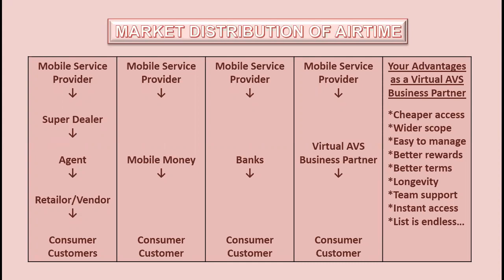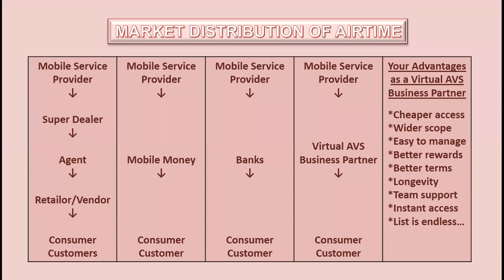which is virtual AVS. As a business partner, you are basically like a majority shareholder because you get access to it and you get to earn from the equal percentage benefits that all these super dealers are getting. And actually, it's more for you because your distribution is not just in one country. Remember, the super dealers most of the time deal with just one country, but you are dealing with over 100 different countries, and you're dealing with over 300 different mobile service providers. So you have a wider scope of coverage because your access of distribution to airtime is not limited to just one country.